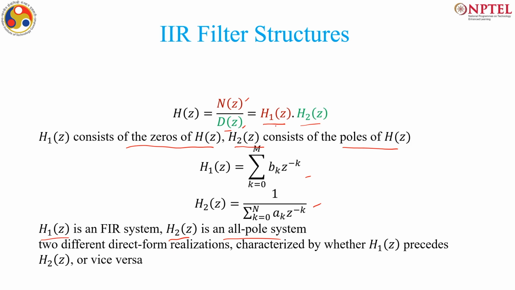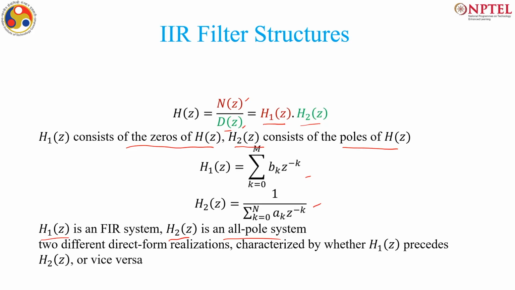Now, since they are multiplied in the Z domain, you can cascade these two filters H1(Z) and H2(Z). In other words, our IIR filter is a cascade of an FIR part and an all pole part. Based on which comes first, whether H1 comes first and then H2, or H2 comes after H1, we can get two structures, and these are called the direct form structures. Why direct form? Because we directly obtain them from the transfer function without doing any manipulation or simplification.